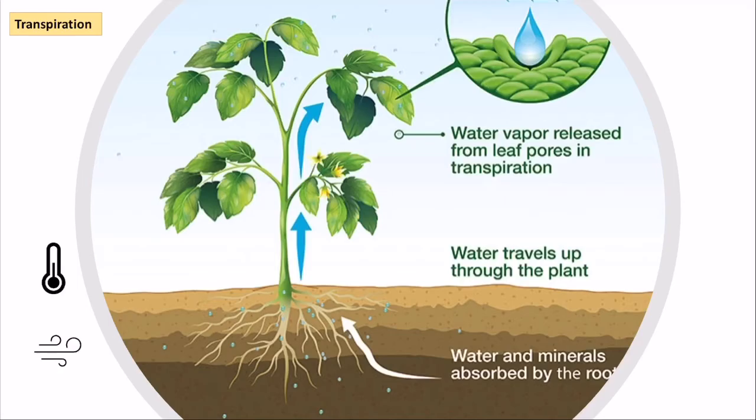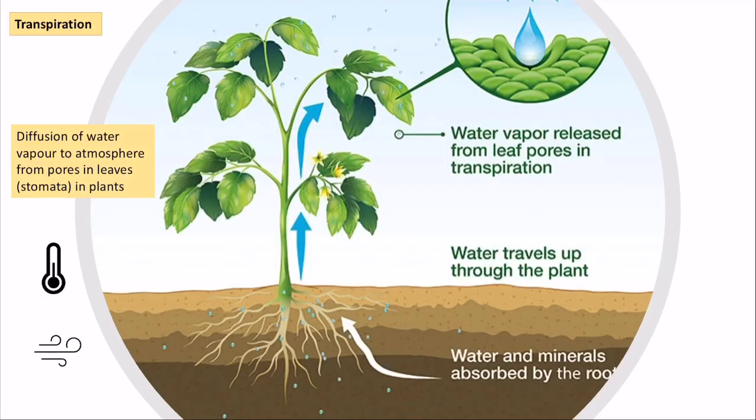Another really key process to know about is transpiration. As we see on the diagram here, water taken into the plant via the roots travels around the plant and eventually leaves through the pores, the stomata, in a process we call diffusion. That's where it goes from a high concentration to a lower concentration. So it goes from the plant, which is full of water, into the atmosphere, which has less water vapor in it. And it's going through this little gap called the stomata in the leaf.